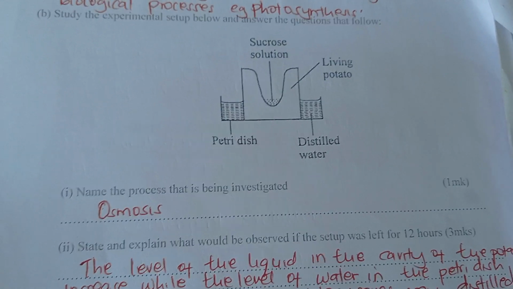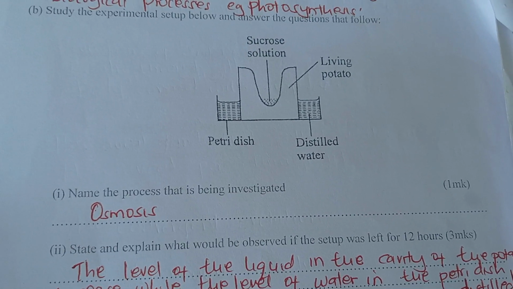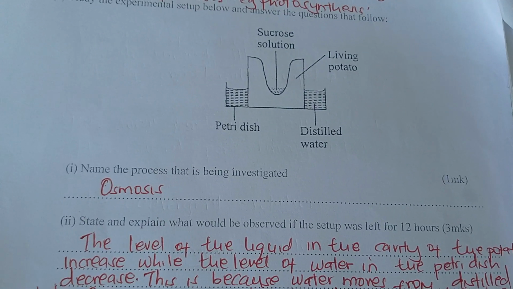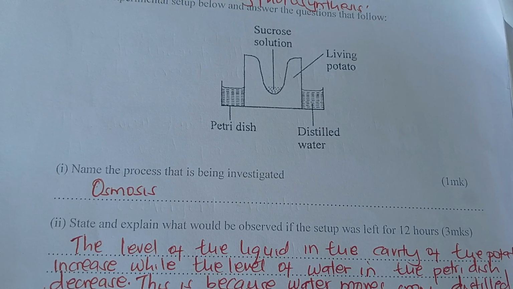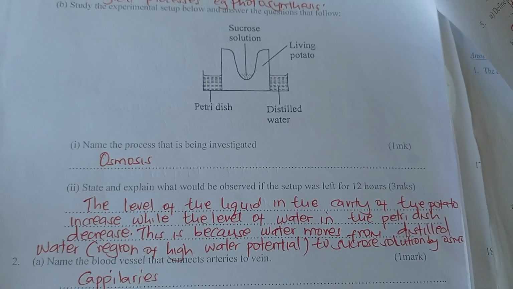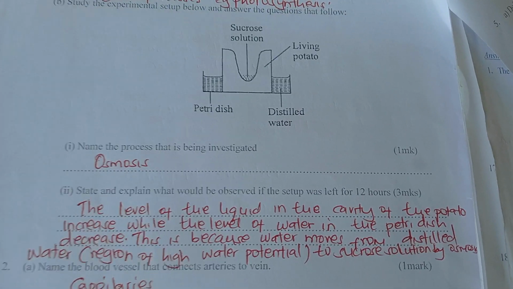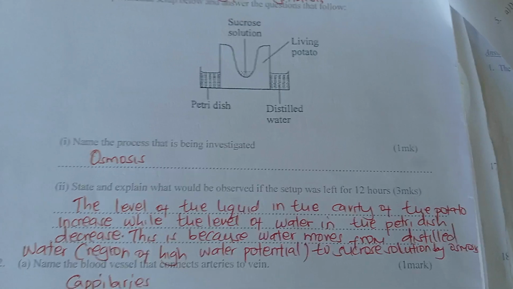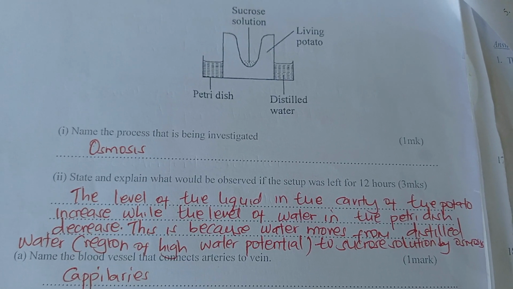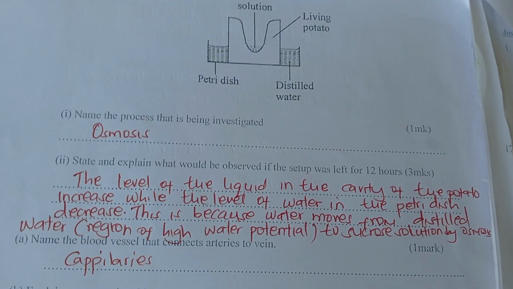The diagram shows an experiment that was set up to study... So that's sucrose solution, that is a living potato, distilled water and petri dish. So you're supposed to name the process that was being investigated. Whenever you see water, sucrose solution, that's osmosis. And then you have a living potato cell, which will have a cell membrane.